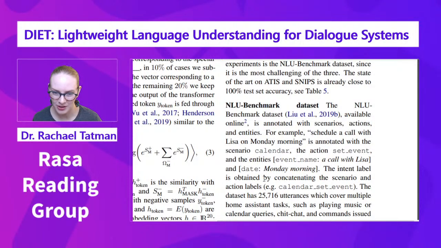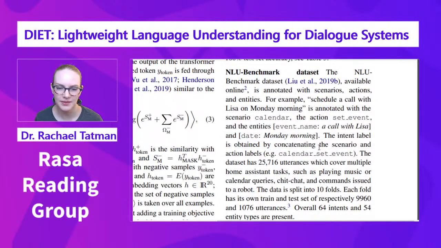The intent label is obtained by concatenating the scenario and action labels, e.g. calendar, set event. Okay. The dataset has 25,000 utterances, which cover multiple home assistant tasks, such as playing music or calendar queries, chit-chat, and commands issued to a robot.